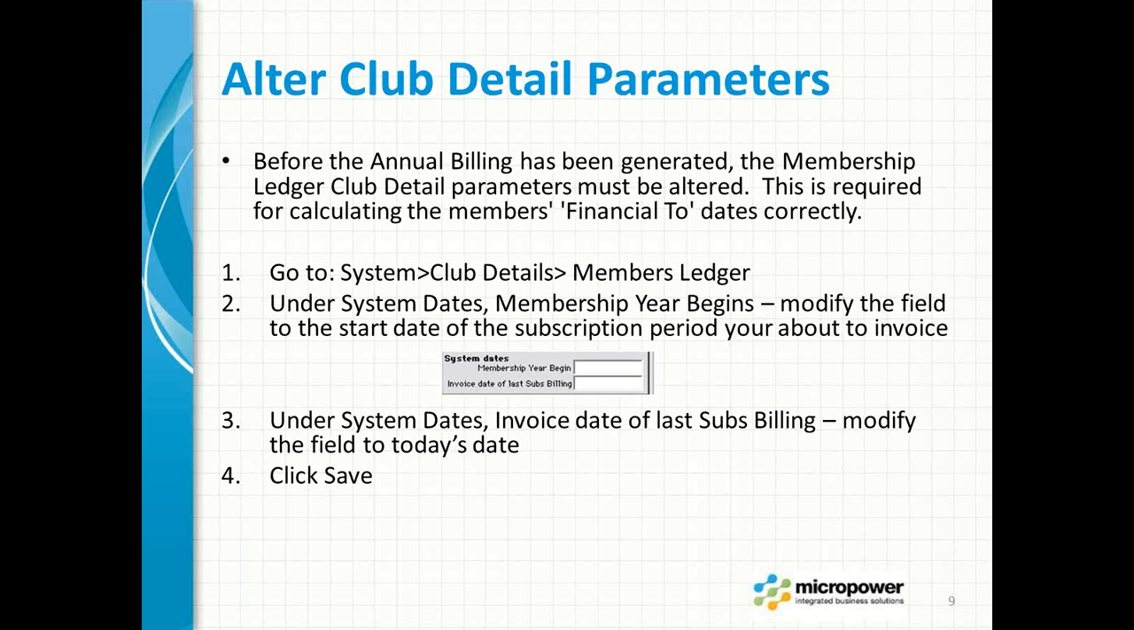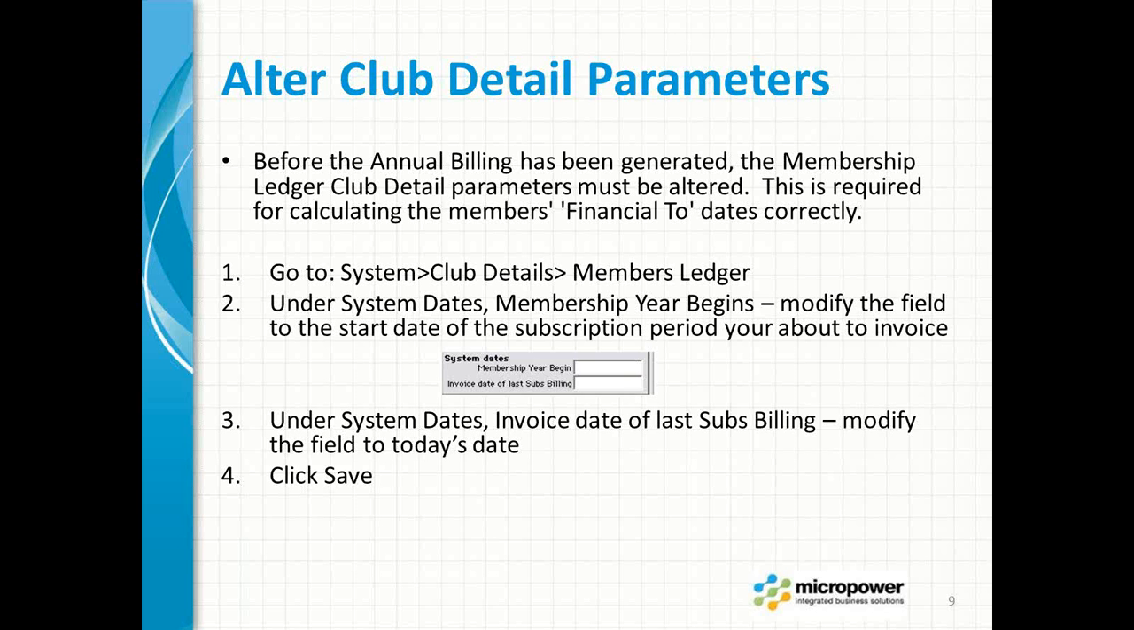To do this, you need to have access to the system menu in your Micropower solution. You go to system and then the club details section, and under the member ledger tab you'll see there's a system date, and you'll have the membership year begin. You need to modify this field to the start date of the subscription period, and that will ensure that all your invoices are generated at the right date, and all your member years get calculated when the member is received.